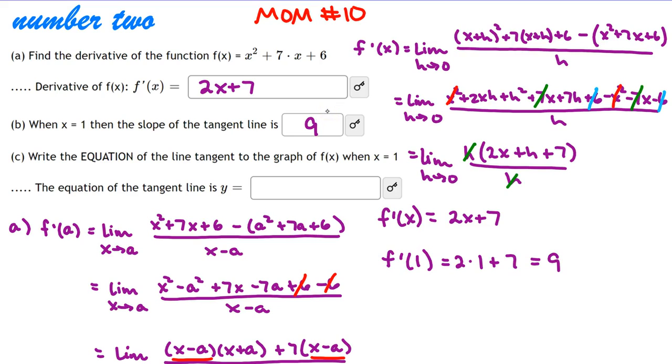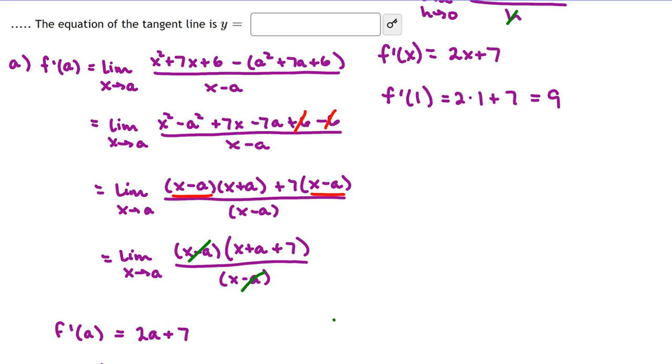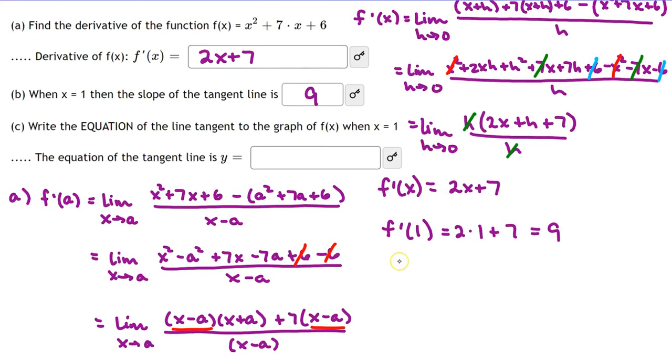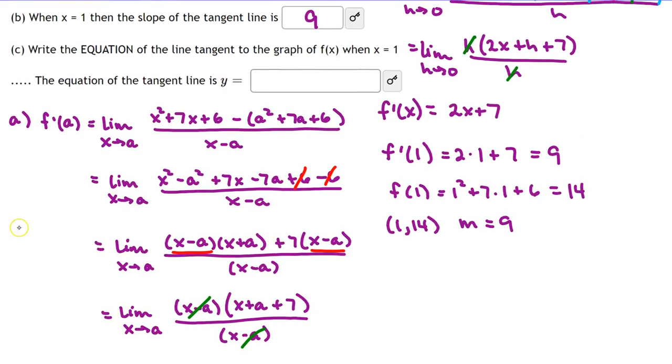And then write the equation of the tangent line to the graph of f of x when x equals 1. Okay, so when x equals 1, what's the y-coordinate of the point? Let's see. F of 1 is 1 squared plus 7 times 1 plus 6. That would be 14. So we have the point (1, 14), and we have the slope, our derivative, 9, and we're just going to put those together to get the equation of the line.